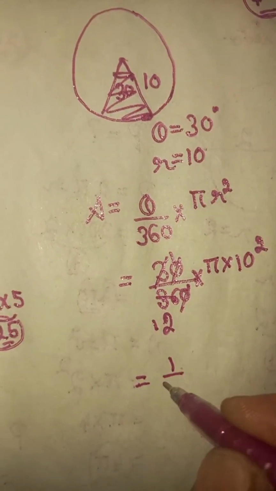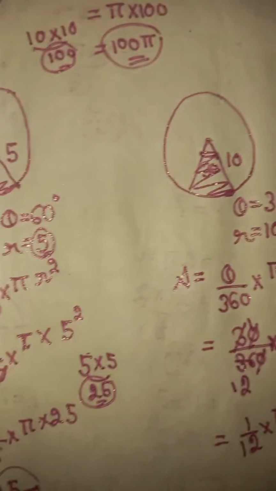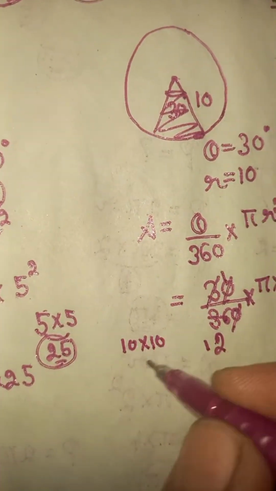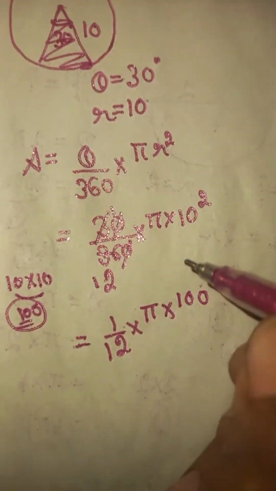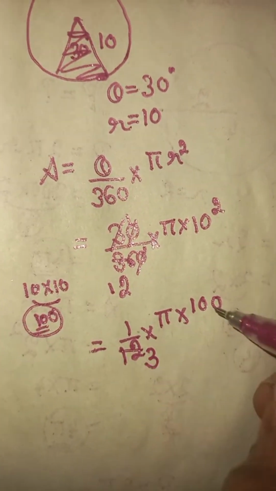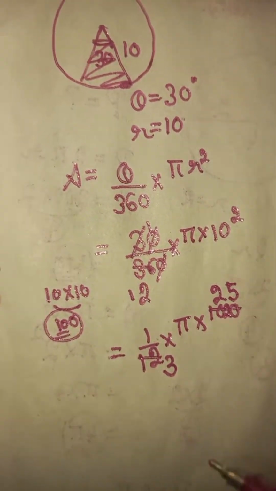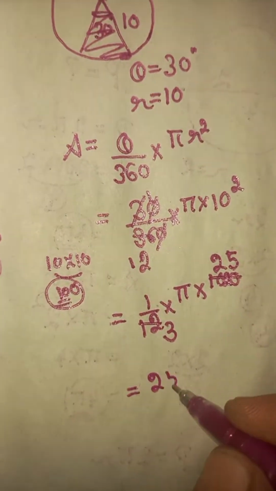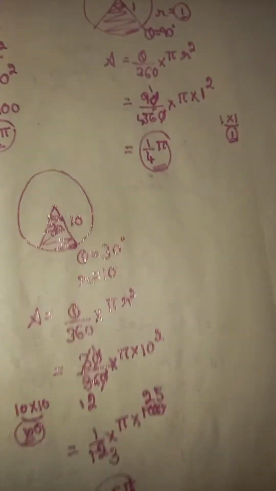You get 1 by 12 times pi times 10 square, which means 10 times 10, which becomes 100. So this becomes 100. Now you can divide it by 4: 4 3 times, 4 2 times, and 24 5 times. 25 times pi is 25 pi square units, the area of that shaded region.